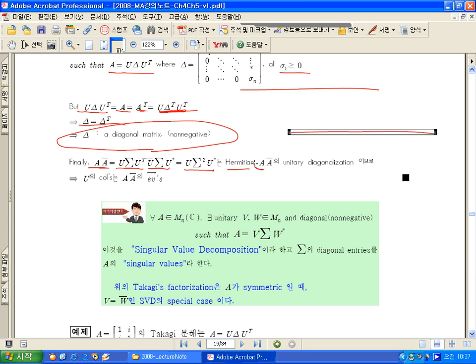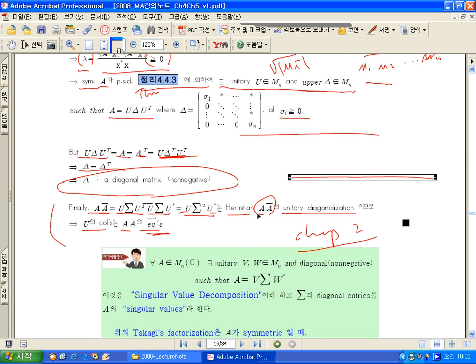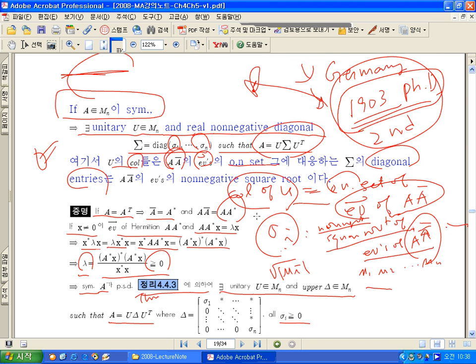But here, this is a Hermitian matrix, so it is unitarily diagonalizable. It's also already unitarily diagonalized. So the columns of U are the eigenvectors of A conjugate. You have shown all this in chapter 2, unitarily similar. So this is not a difficult proof. This is quite clear. Just after you know the Schur theorem, this is a consequence of the Schur theorem.